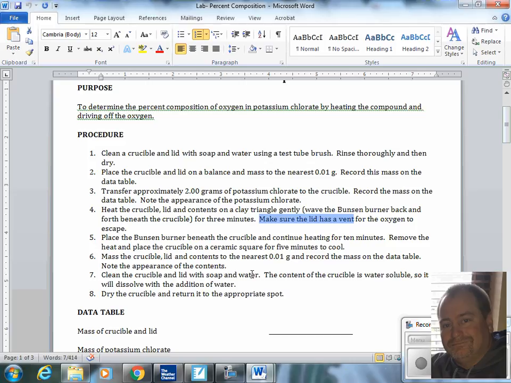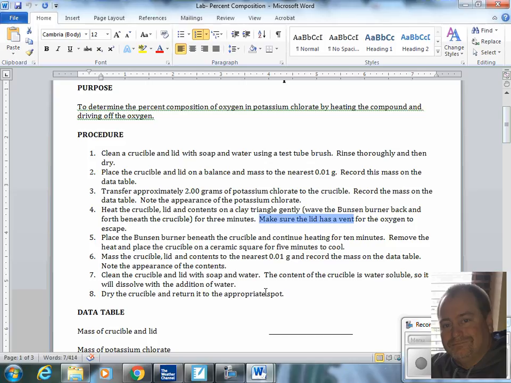After waving the Bunsen burner for 3 minutes, place the Bunsen burner beneath the crucible and heat it for another 10 minutes. Once you're finished with that, remove the crucible and put it on the ceramic square to cool. Once the crucible is cooled, you can take the mass of the final product and make your observations.